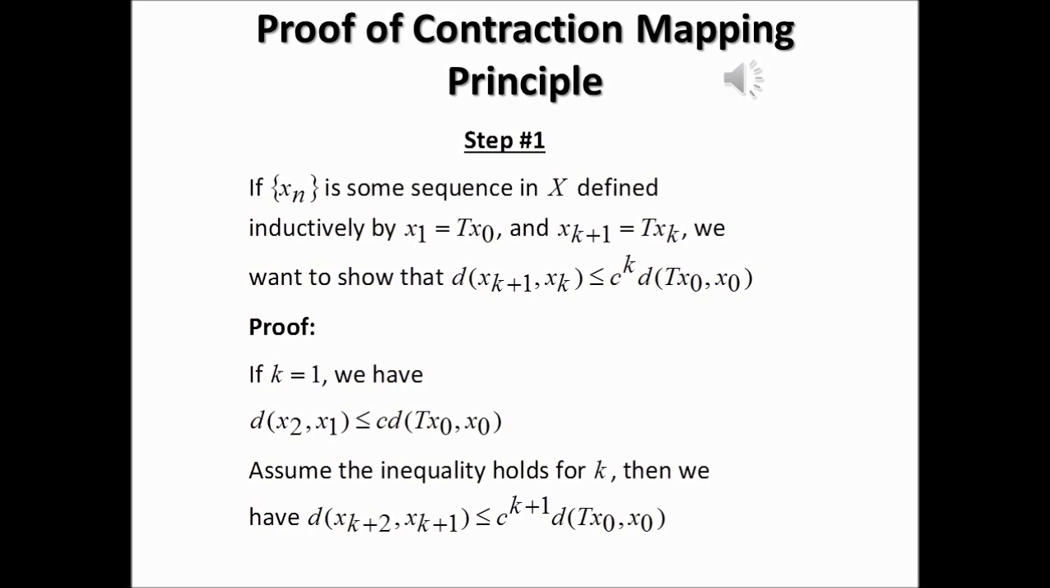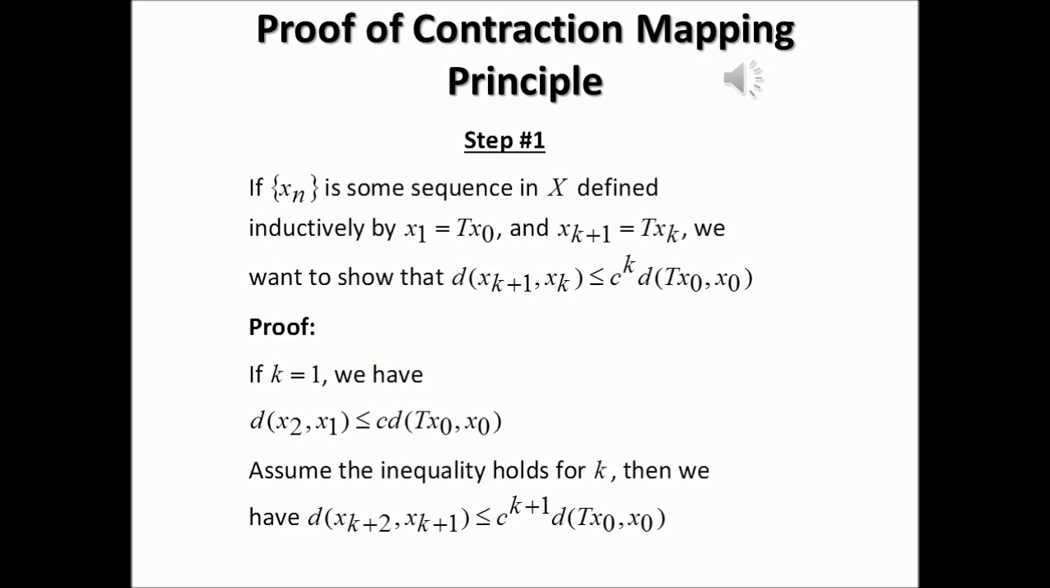Okay, so in the next few lectures, we're going to prove the contraction mapping principle. In this particular lecture, we're going to consider step number one. Here we assume that x_n is some sequence in X defined inductively by x_1 equals T of x_0, and x_{k+1} equals T of x_k.